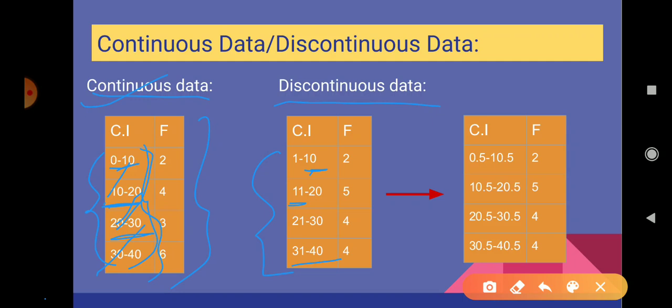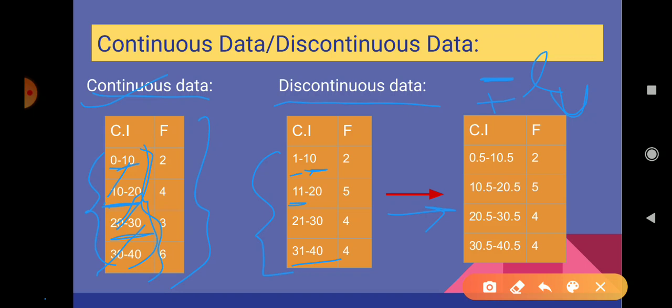So how do we change discontinuous data into continuous? Observe here how to change discontinuous into continuous data. You just have to subtract 0.5 from the lower limit and add 0.5 to the upper limit. Subtract 0.5 from the lower limit, add 0.5 to the upper limit. This is the method you have to follow when changing discontinuous data into continuous.